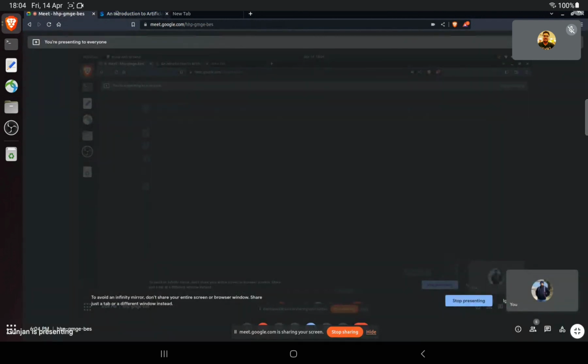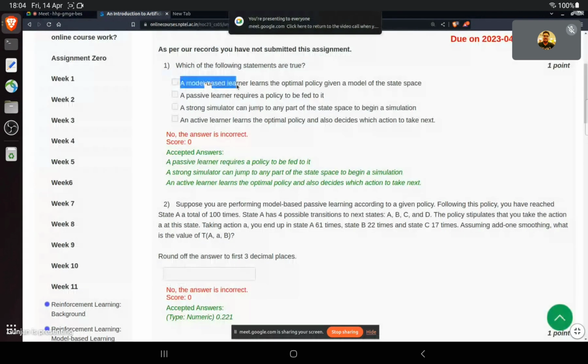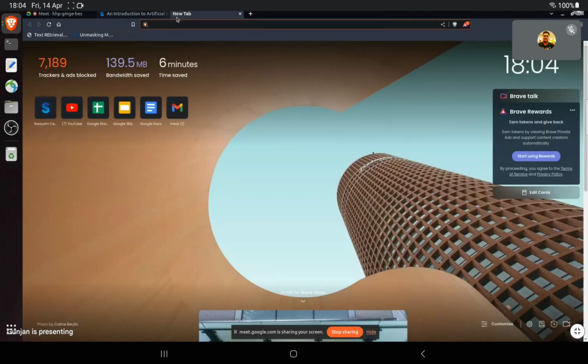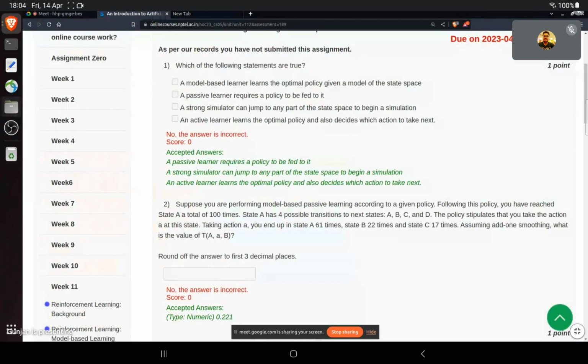So A isn't correct? Option A. The model-based learner learns the optimal policy, it was told by the professor in the lecture about this. Yeah, the first statement. The professor said the model-based learner learns the model, not that the model is given.